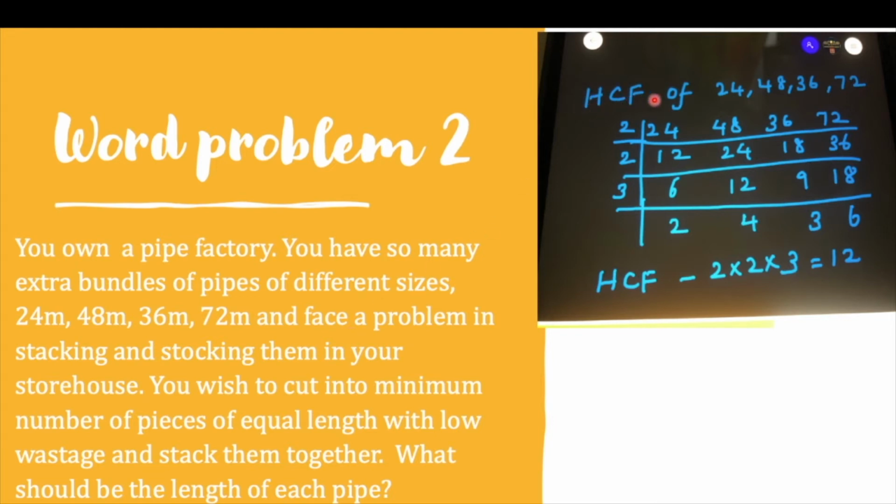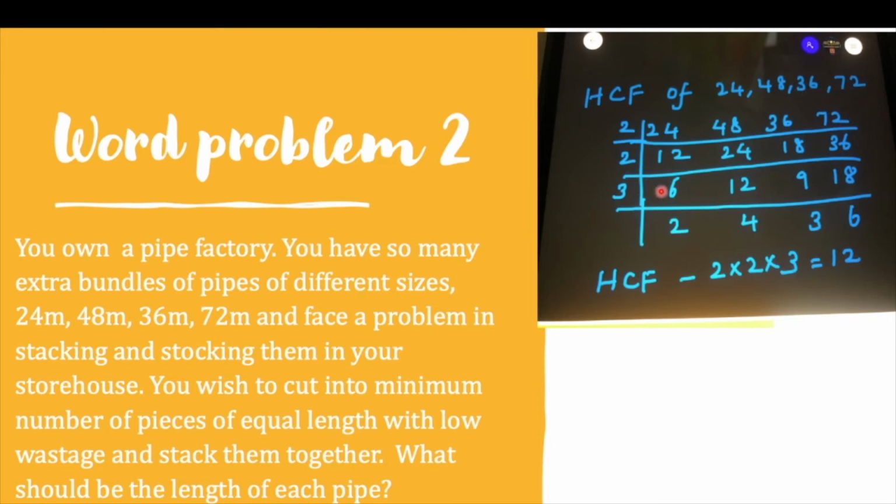So you would go for factors, but you would go for common factors because you want these different length pipes to be cut to the same length. And so you want them to have a common factor and you want them to have the highest common factor. Why? Because only if you cut with the highest common factor, you would end up getting the minimum number of pieces. Correct? So you find the HCF of 24, 48, 36 and 72.